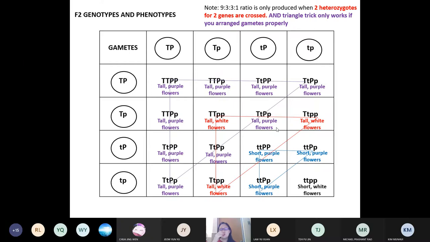Just so you know, this triangle technique only works if you arrange the gametes in order from most dominant to dominant front, dominant back, and no dominant at all. So in order of dominance, it only works if you put it this way. And also, this obviously only works when two heterozygotes for two genes are crossed. If the question gives you a slightly different scenario, then the likelihood is that the entire Punnett square will look very, very different. So don't simply draw this for fun.